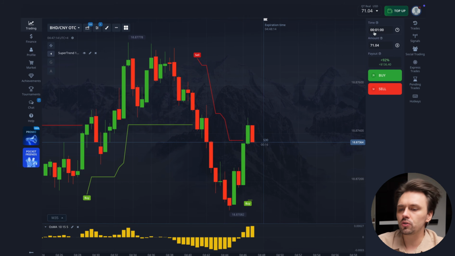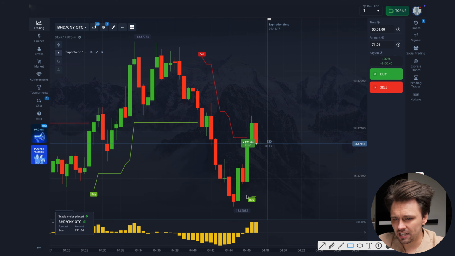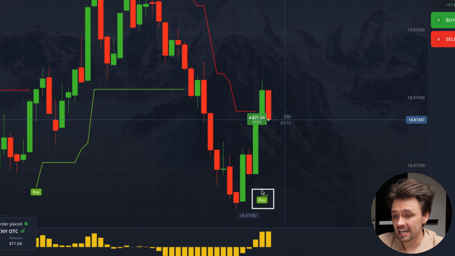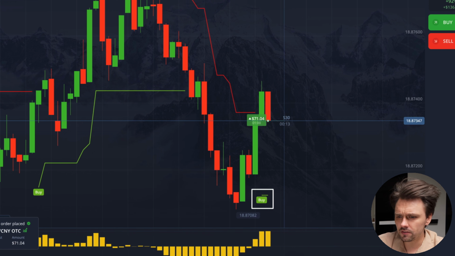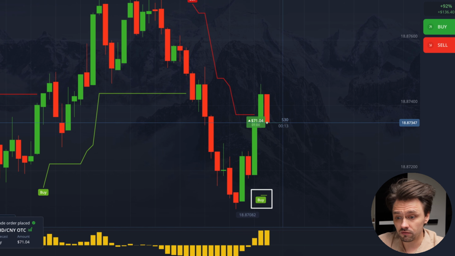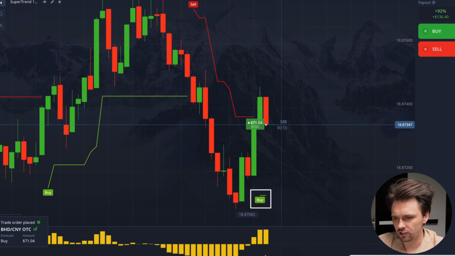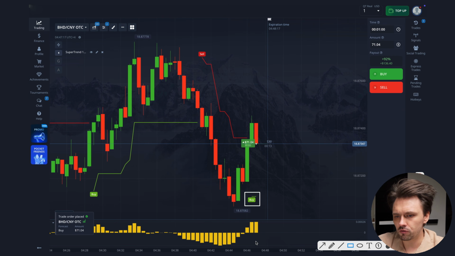My next trade will also be to the upside for $71. Growth is likely to continue. So look, at the moment of entry, Super Trend is already green and is below the candles. This means the indicator is fixing a change in direction. Sellers have weakened and the market is beginning to transition into a growth phase. When Super Trend appears below the price, it's always a signal that upward movement is becoming a priority.